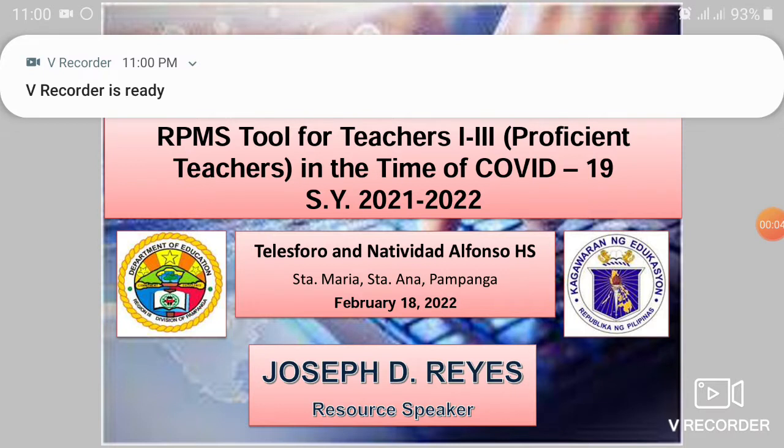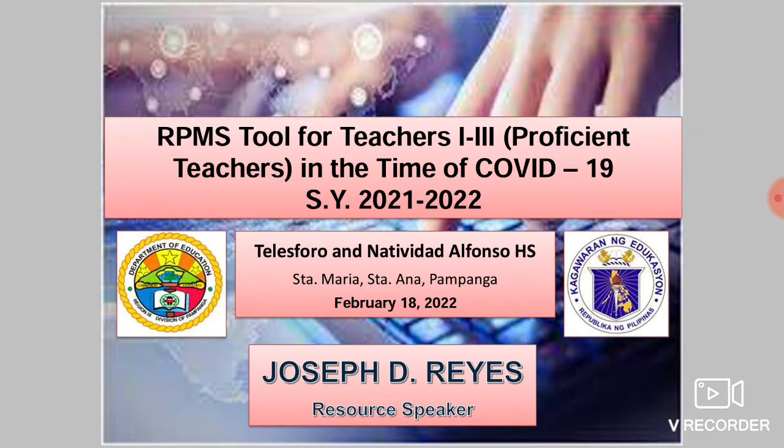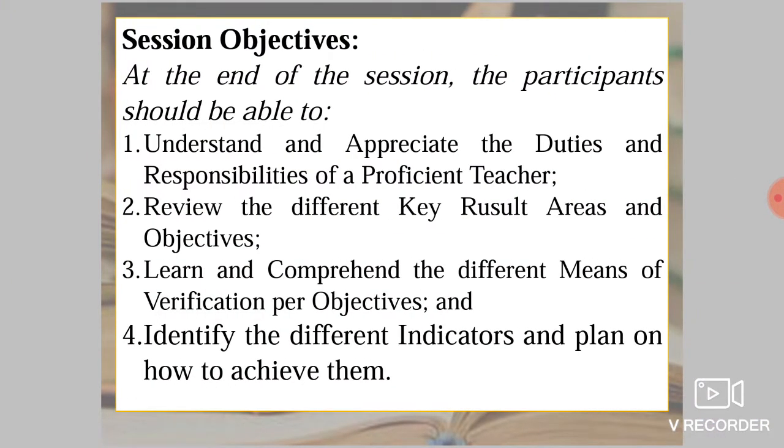So our topic for today is all about the RPMS tool for the Teachers 1 to 3 proficient teachers in the time of COVID-19, school year 2021-2022. The objectives of this session are the following.